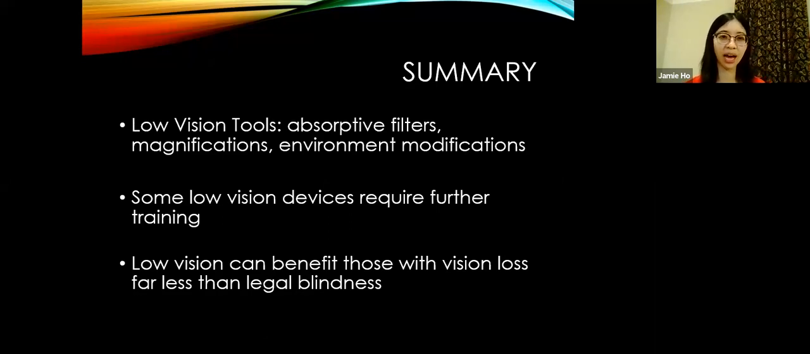So in summary, low vision tools, I talked about filters, magnification, environmental modifications. Some low vision devices require further training, and I really feel low vision can benefit those with vision loss. And this can be far less than just legally blind. Some of my best low vision patients, I think their best corrected is like 20/80, 20/100. And that's when we can make a huge change and improve the quality of their life. Because it's very hard to improve quality of life if the patient is truly counting fingers.